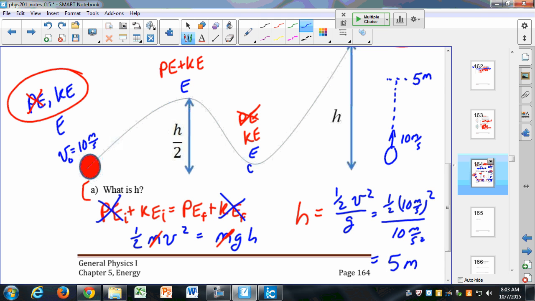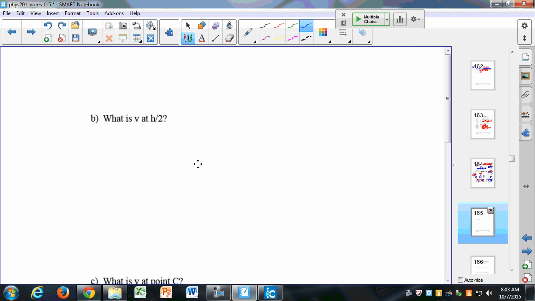But it's a much easier problem to say my kinetic energy here has a certain amount, and then that's going to equal the potential energy at the top. And then you can solve for that height that it goes to. All right, so it goes up to a height of 5 meters. In the next part, I want to know what is the speed when it goes to 2.5 meters, h over 2. So I say potential energy initial. I'm going to redraw this.